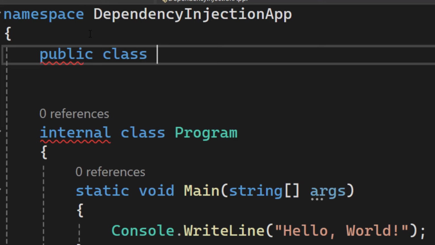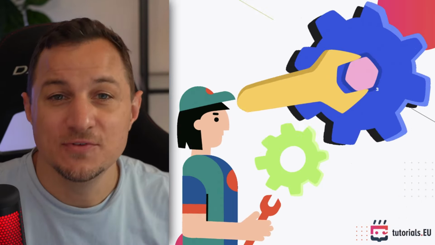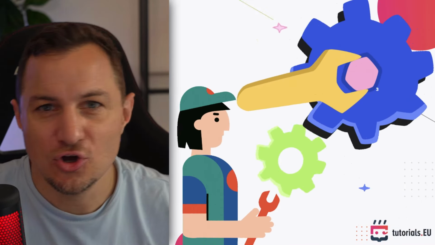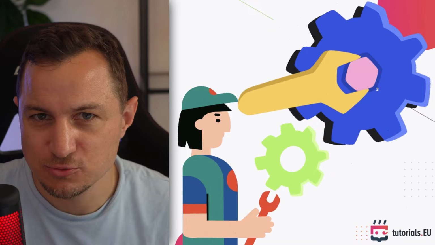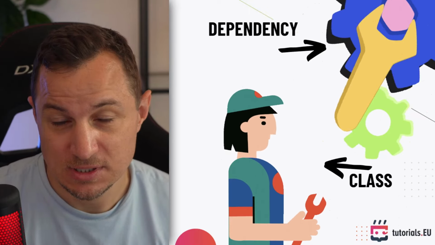Dependencies refer to objects or components that a class needs in order to function properly. Think of dependencies as the necessary tools or services a class relies on to perform its tasks. So imagine you're a builder. To build a house, you need various tools like a hammer, a saw, nails, and a bunch more other tools. And these tools are your dependencies. So let's look at the dependencies in a practical example in our code.